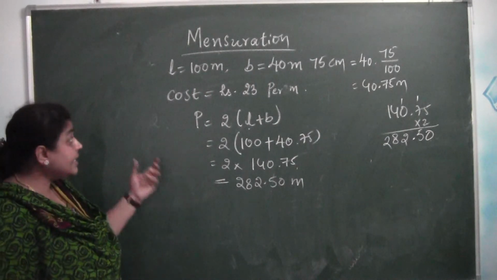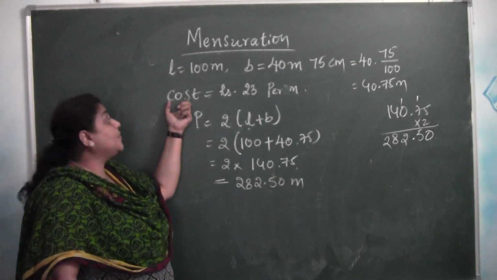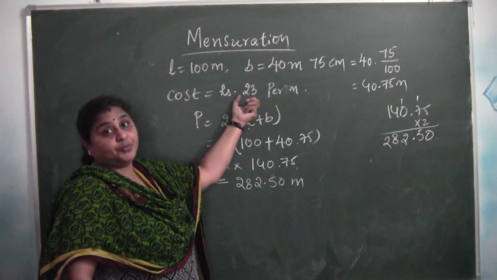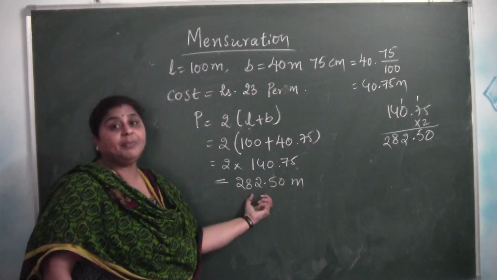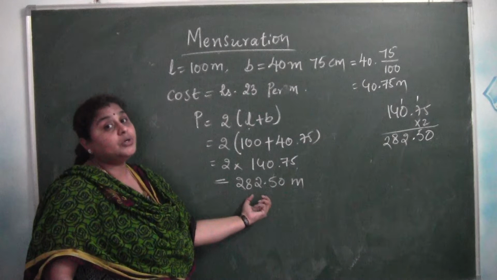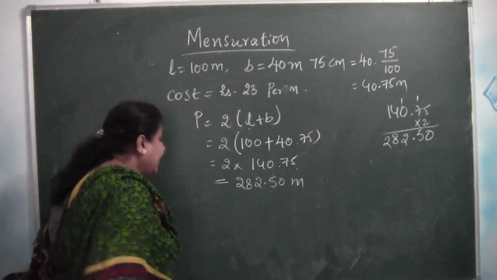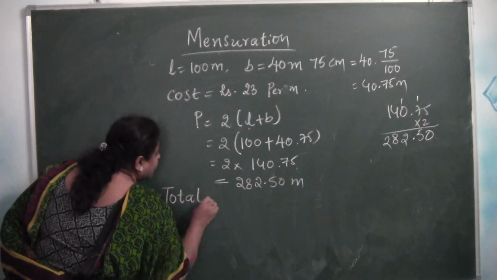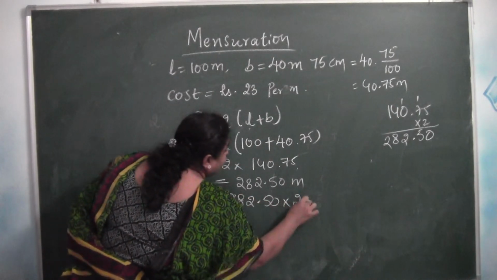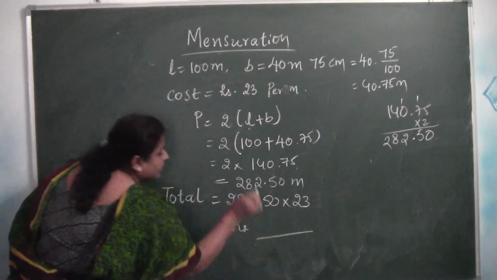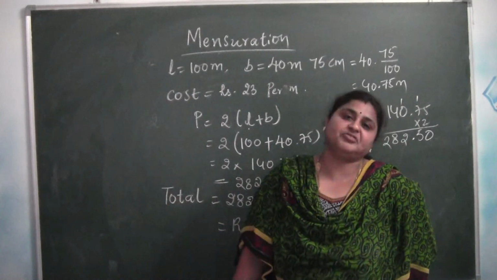Okay. Next, what did they give? Cost of building a boundary. Cost of building a boundary for 1 meter is 23 rupees. But we need to calculate the total cost for the total perimeter. So what are you going to do? You are going to multiply the perimeter with the cost. In order to calculate the total cost, you are multiplying the perimeter with the cost per meter. So multiply, get the answer. This is your solution for your question number 4.